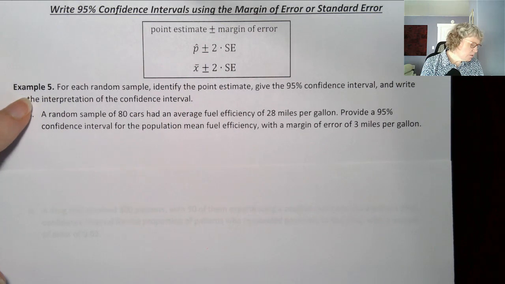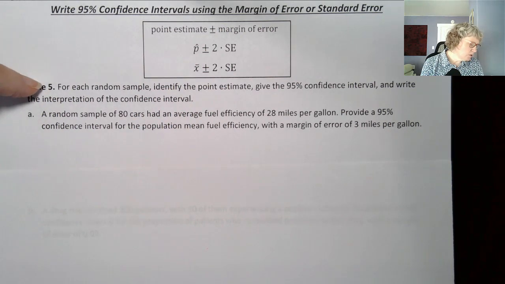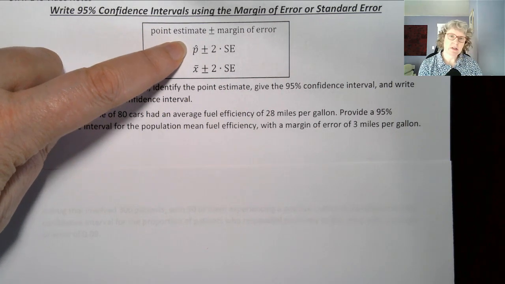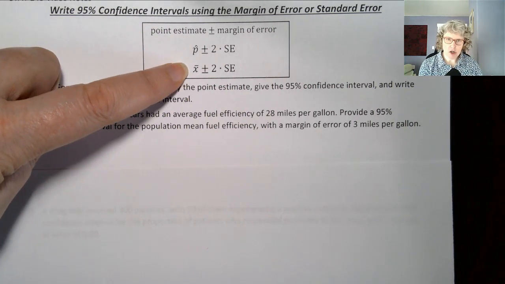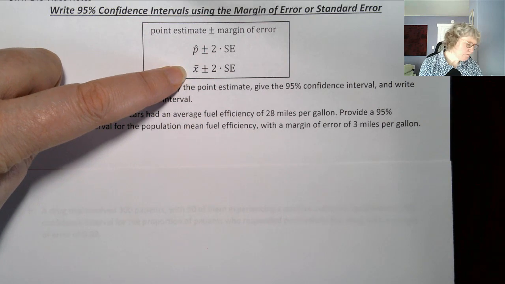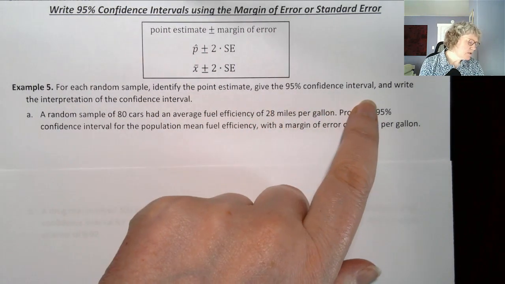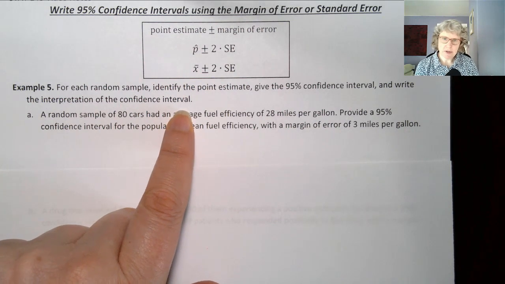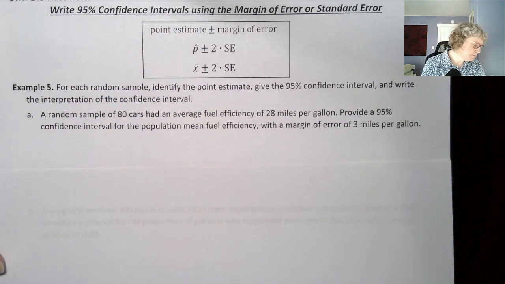So here's an example. For each random sample, identify the point estimate. So we're going to be labeling whether it's a p-hat or an x-bar, a sample proportion or sample mean. Give the 95% confidence interval and write the interpretation of the confidence interval. Okay, so we're kind of putting it all together here.